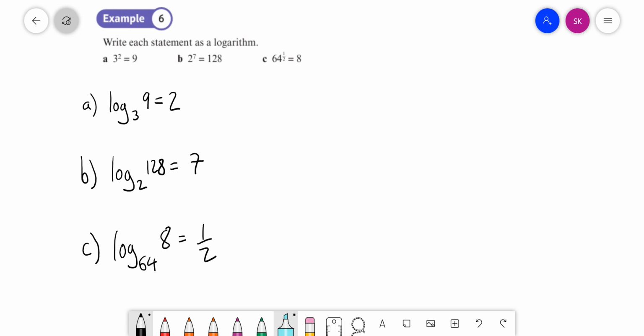That's all this is asking you to do, is rewrite these calculations as logarithms. So if you got that right, give yourself a tick. But if you weren't sure, maybe rewatch the start of this video so that it makes sense to you. We have to be very clear about this before we can move on.